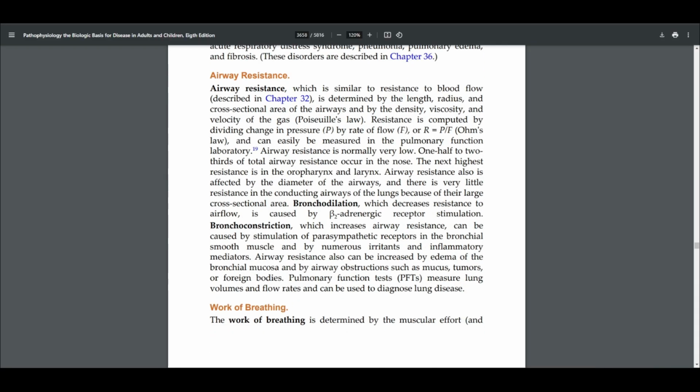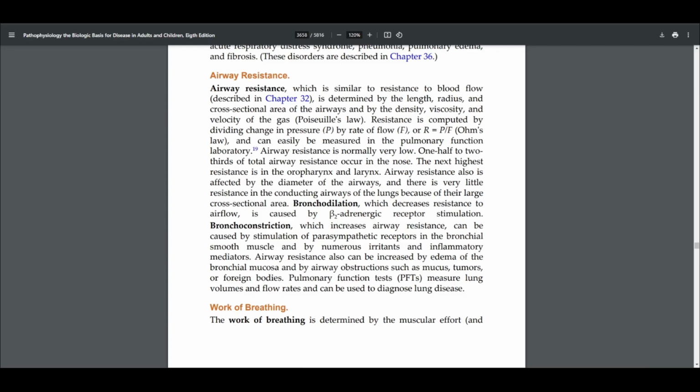Airway resistance. Airway resistance, which is similar to resistance to blood flow, is determined by the length, radius, and cross-sectional areas of the airways, and by the density, viscosity, and velocity of the gas. It's Poiseuille's law. I probably butchered that name. Resistance is computed by dividing the pressure P by the rate of flow F, or R equals P over F, your Ohm's law, and can easily be measured in the pulmonary function lab.